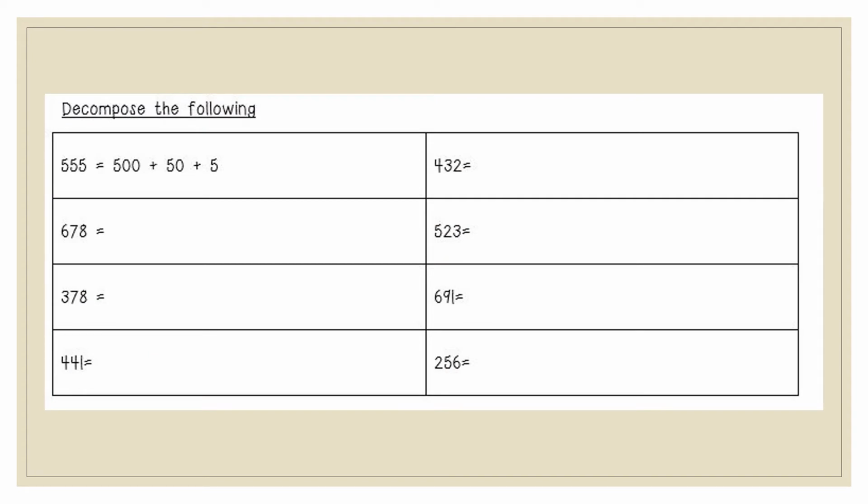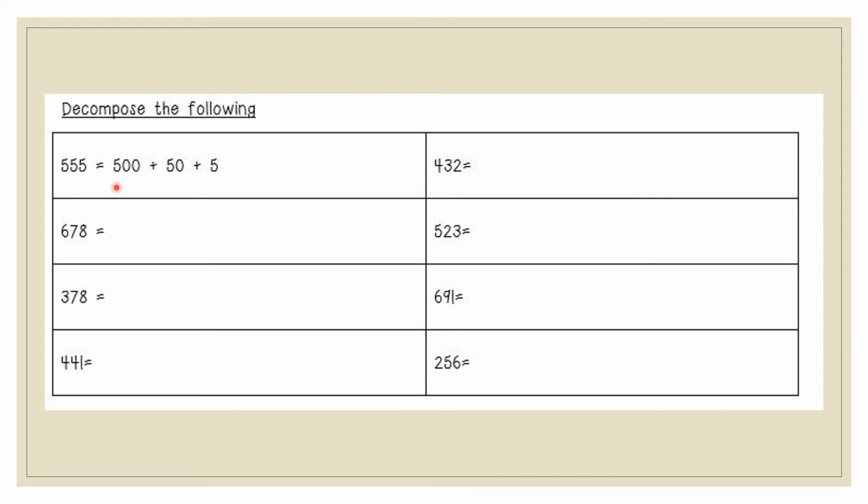Right, learners, let's look at page 27 in our workbook. It says decompose the following. Remember, when we decompose a three-digit number, we need to break the number up into hundreds, tens, and units. So now let's look at our first example that is done. We have 555. We need to break it up into hundreds, tens, and units.